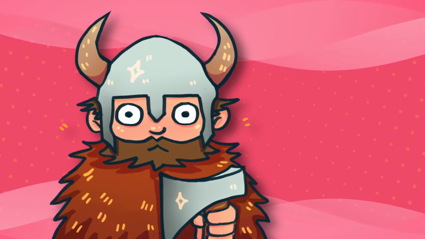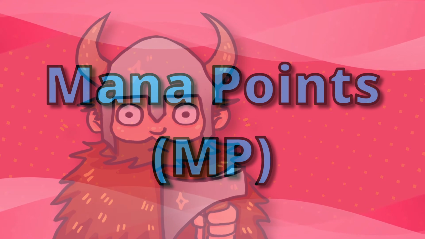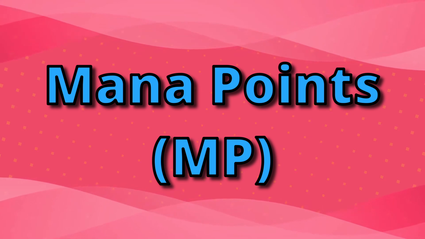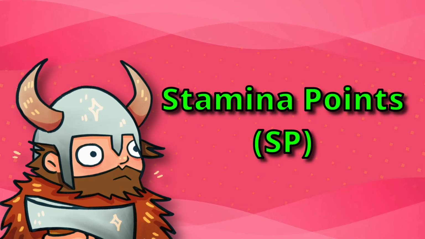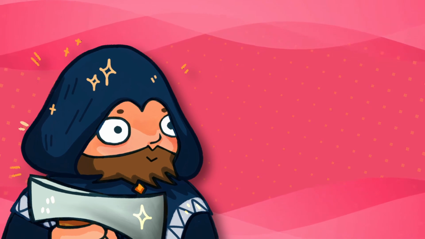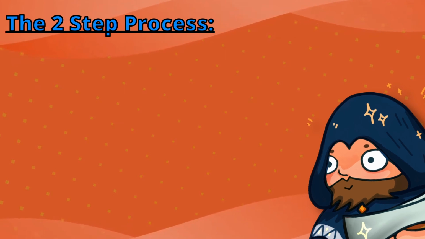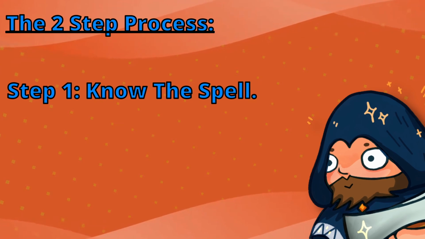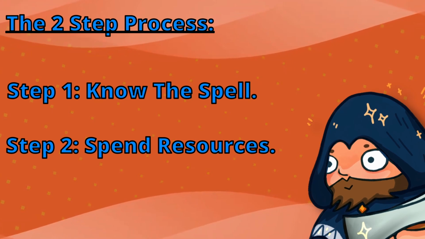This might sound incredibly strong compared to martials, but many of spellcasters' abilities rely on a resource called mana, which only recovers on a long rest. Martials rely on stamina, which is a resource that's always recovering. But this video is about spellcasters, so let's take a look at how they cast spells. Spellcasting is a two-step process. Step 1, you need to know the spell, and Step 2, you need to spend the required resources in the form of action points and mana points.